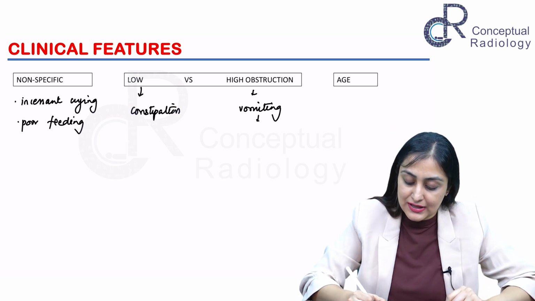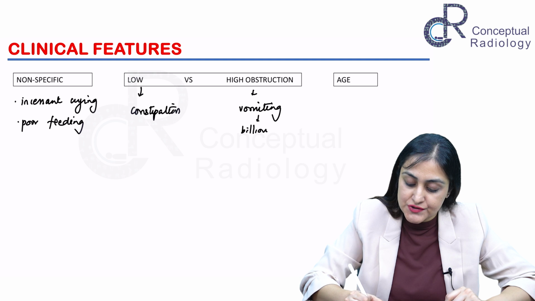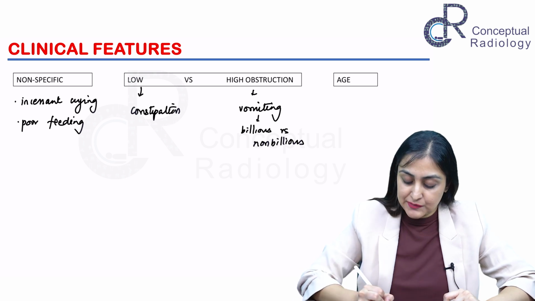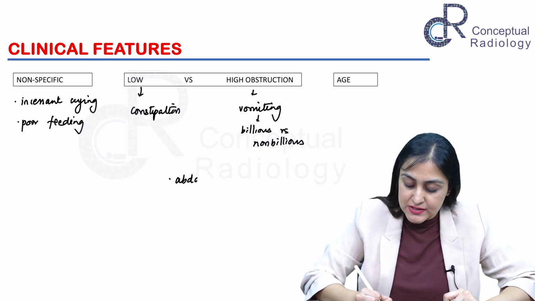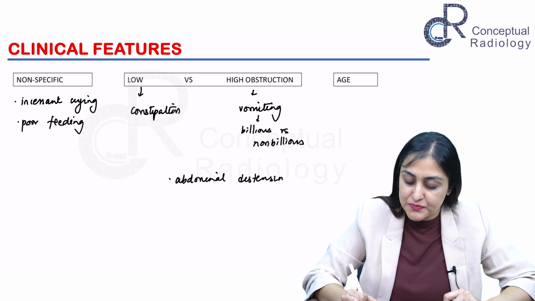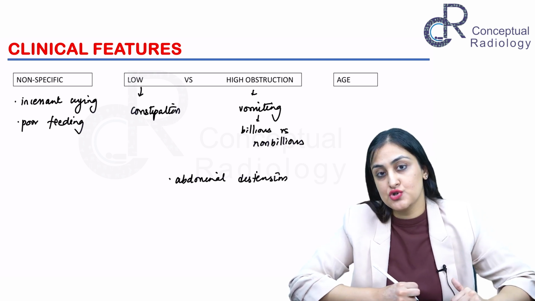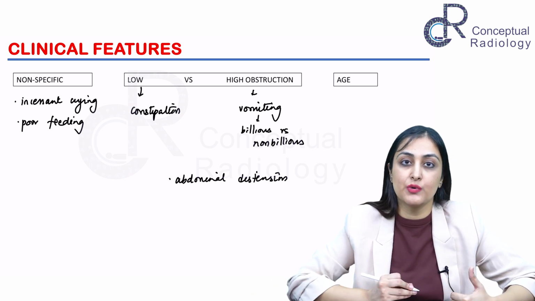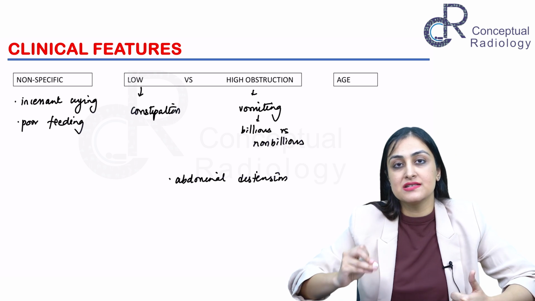So I'm just going to write here vomiting, bilious versus non-bilious is also going to help you narrow down the differentials here. Apart from that, something common to both of these is going to be abdominal distension, right? So this is when we're talking about an obstructive pathology. So most of the conditions we're going to discuss are going to be obstructive pathology. So this is the broad outline as far as that is concerned.